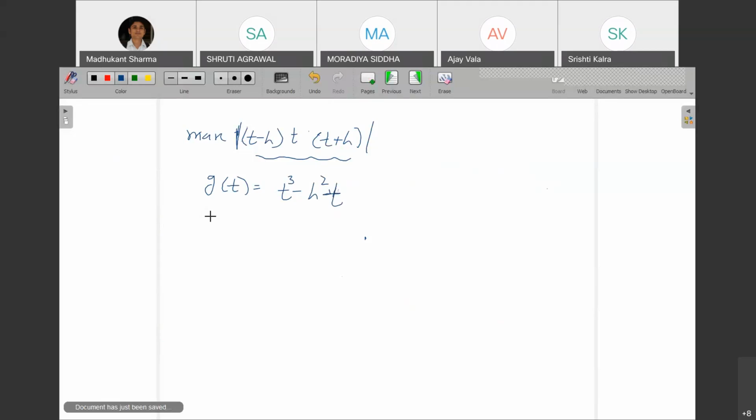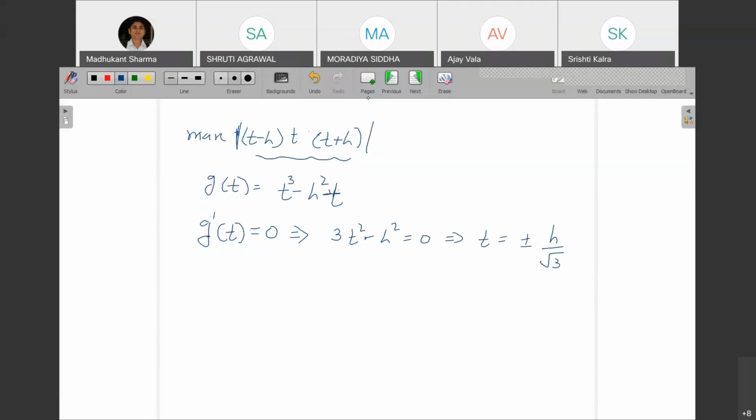Then if you put g dash of t equal to 0, what are the critical points you will get? This will give you 3t squared minus h squared equals 0. This will give you t equals plus or minus h by root 3.